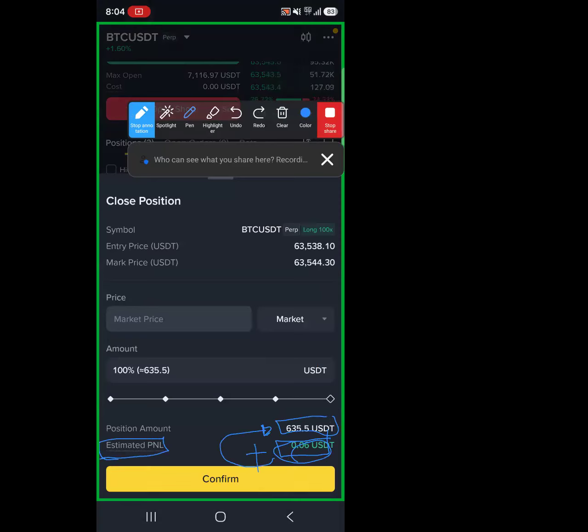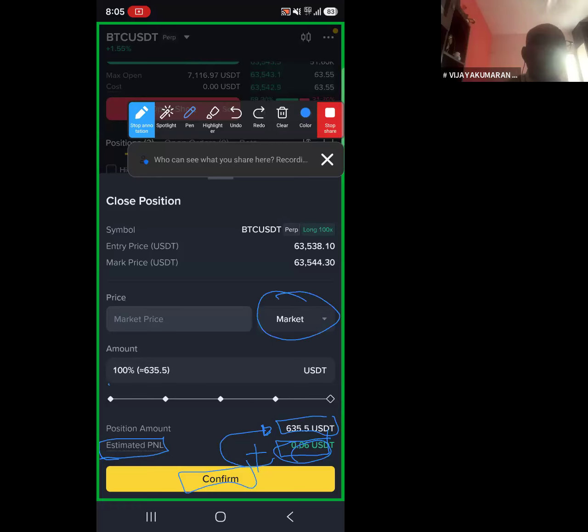Which is in the market. So if you want to close it at current price, you can just confirm because it is already in market price, okay? And you're closing everything.